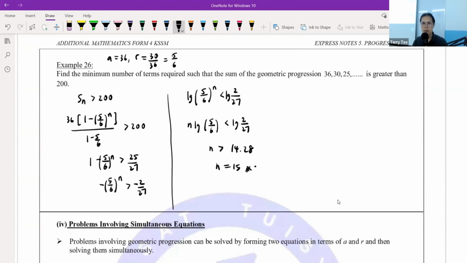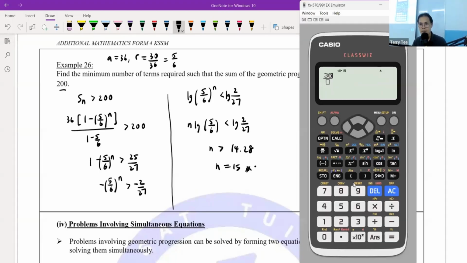Now, what we are saying is that the minimum number of terms for this sum to be more than 200 is S15. You can double check on your calculator: 36 bracket 1 minus 5 over 6 power 15, then you divide by 1 minus 5 over 6. There you go. My answer is 201.98. So we know that the sum is more than 200.